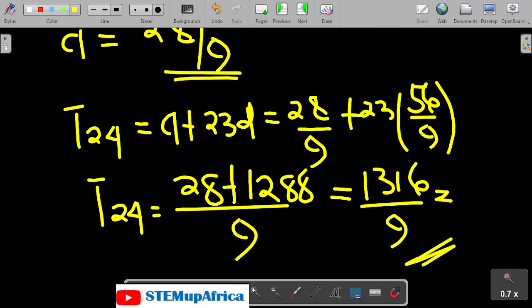Or you can write it in whole number, but it's not necessary. Or you can write it as 146.2. You can also leave it as such.